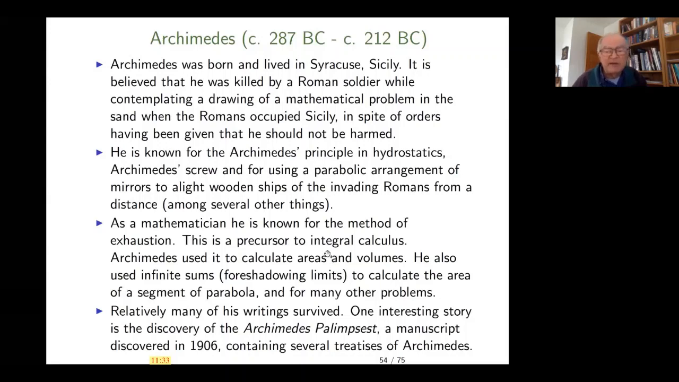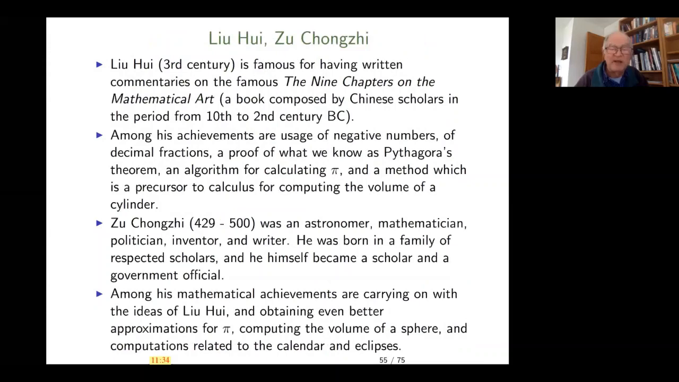Relatively many of his writings survived. One interesting story is the discovery of the Archimedes' palimpsest, a manuscript discovered in 1906, containing several treatises of Archimedes. So that's what a discovery that must have been when they found this manuscript.